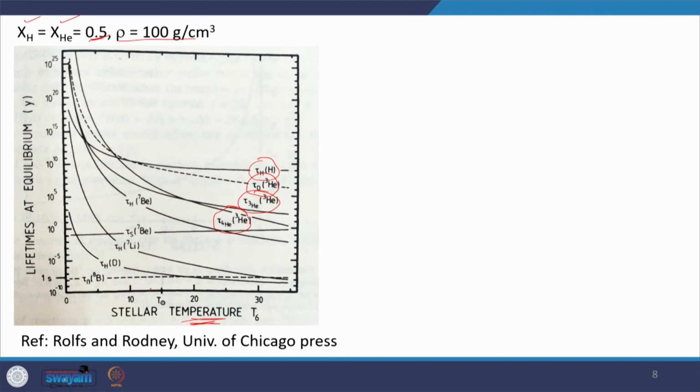Similarly, you can see the decay lifetimes when boron-8 is undergoing decay and beryllium-7 is undergoing decay. That is the reason it is almost a straight line, the lifetime. And what is the lifetime of beryllium-7 when it undergoes destruction with a proton? So, we have considered different lifetimes of different kinds of reactions at different temperatures.